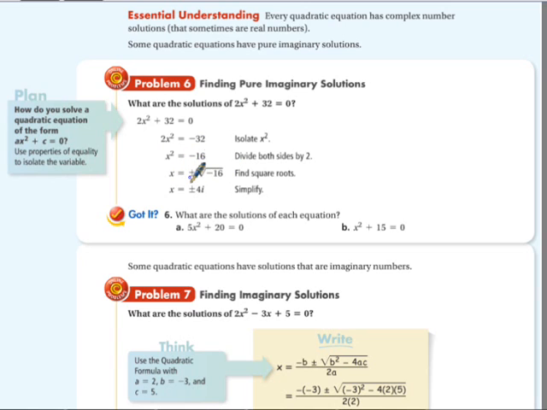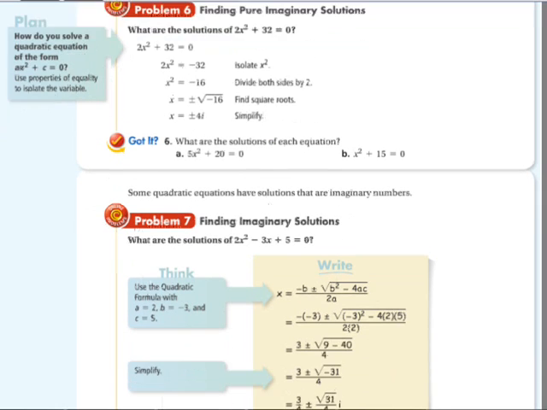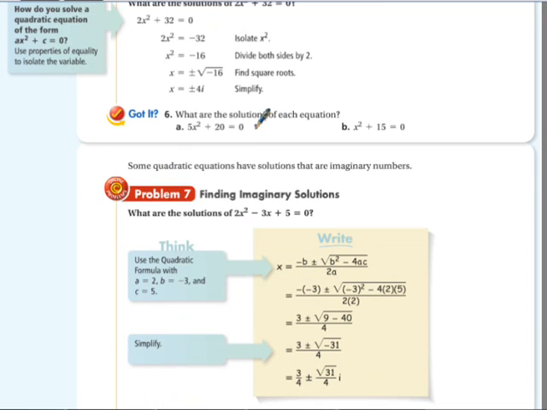We take the square root of both sides, and we have plus or minus the square root of negative 16. Well, now that we know what imaginary numbers are, we can actually take the square root of that and get plus or minus 4i. Okay, let's take a look at 6a.